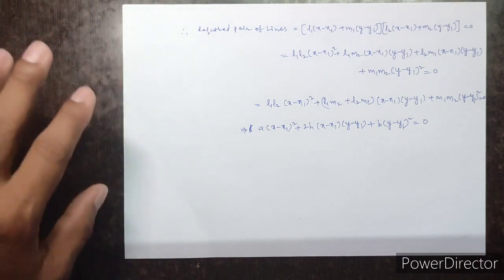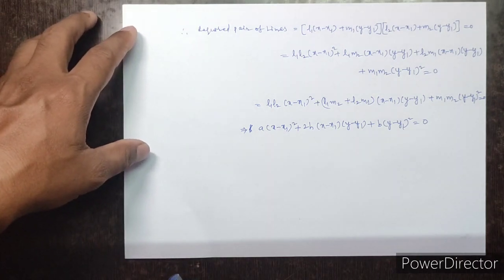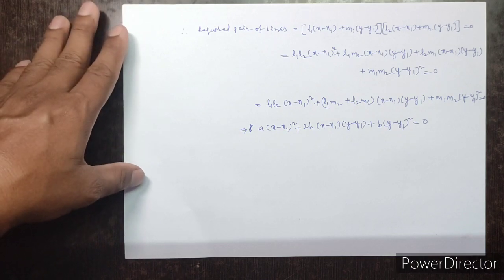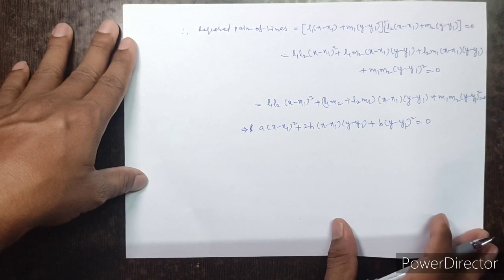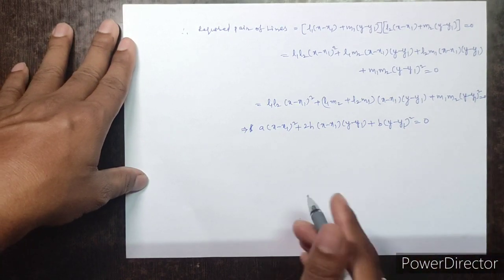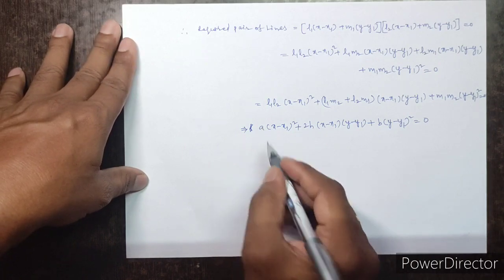This is the equation of the line parallel to the pair of straight lines which is passing through the point x1 comma y1.